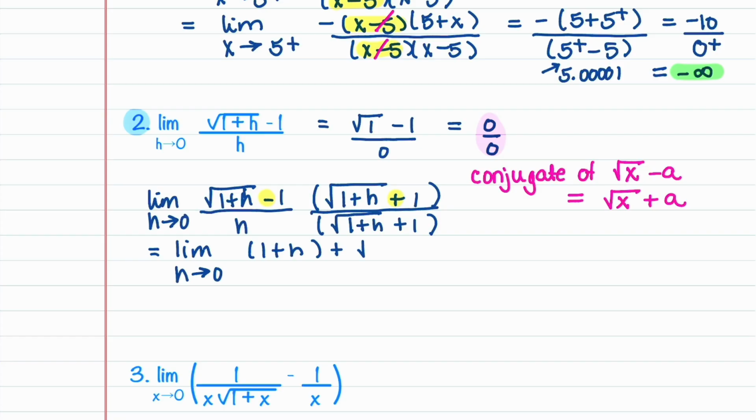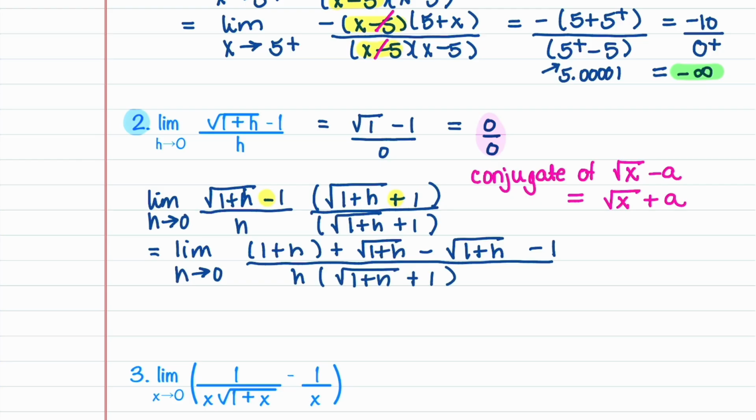So that gives us square root of 1 plus h. Now we're going to multiply the inner terms, and that gives us a minus square root of 1 plus h. And then lastly, we'll multiply the last terms, and that's going to give us a minus 1. And our denominator looks like h times the square root 1 plus h plus 1. Notice that I did not multiply out the denominator. It's always good to hold off on multiplying out the term that doesn't have the two conjugates in it.